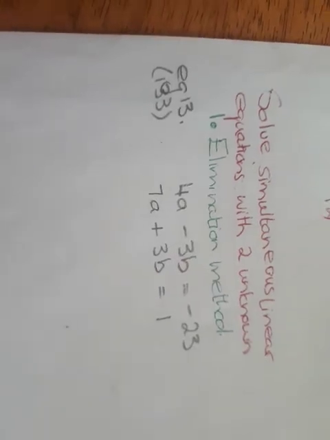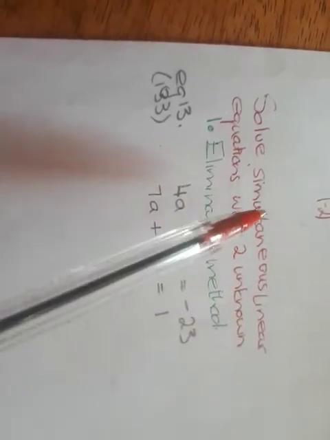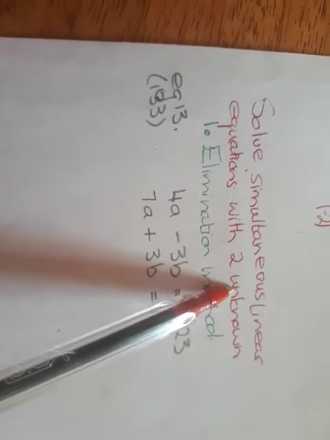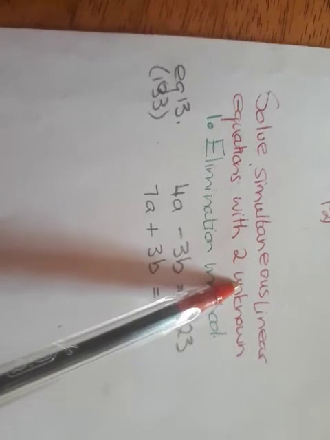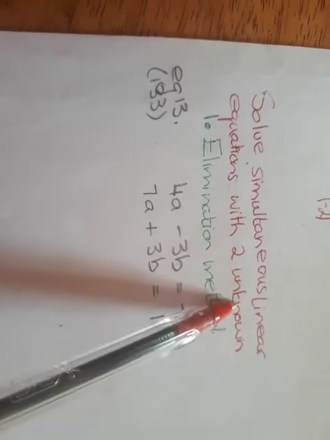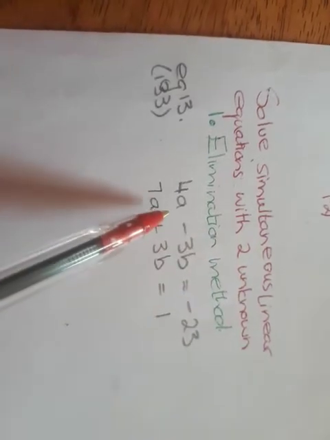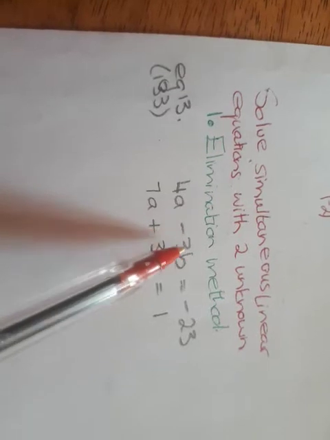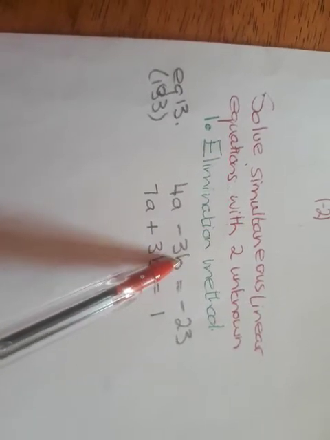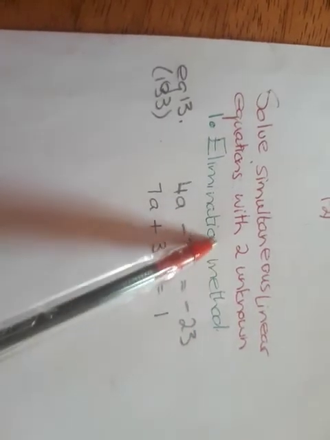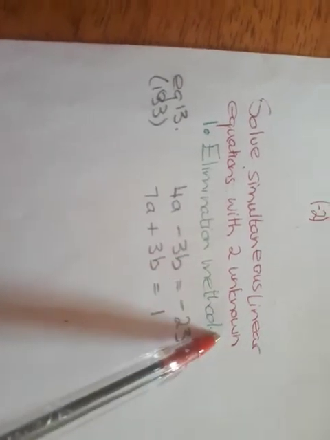Hello, today we are doing solving simultaneous linear equations with two unknowns. The first point I want to make is we have two unknowns in an equation. If you look at that example, we have 4a, so a is a variable, minus 3b, so b is also a variable. So in one equation you have got two unknowns.